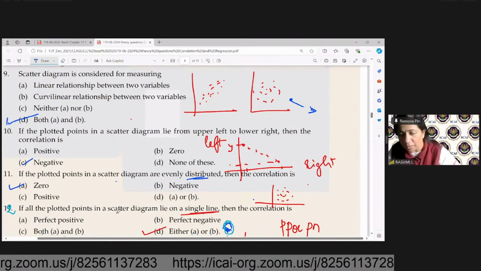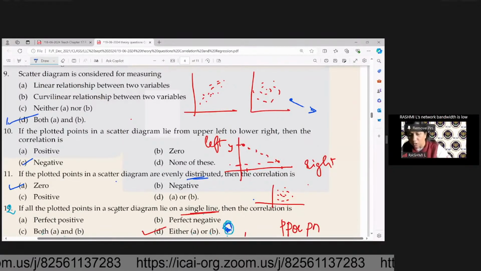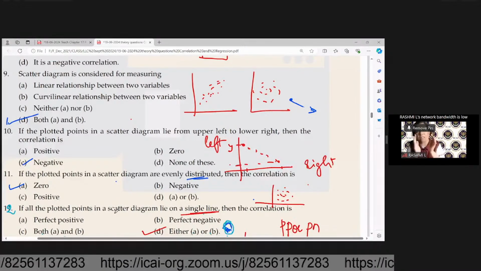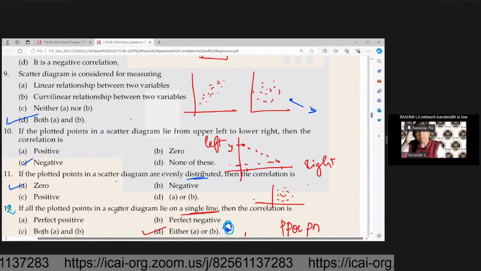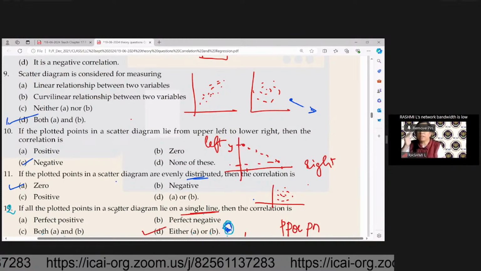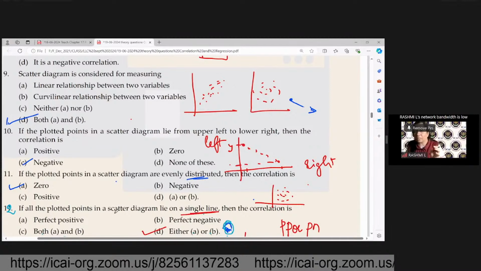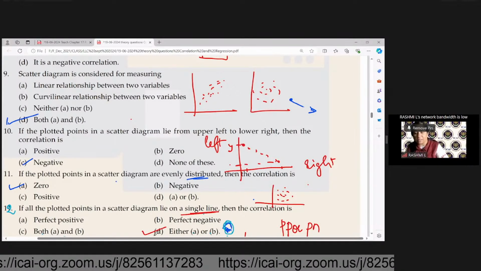If all the plotted points in a scatter diagram lie on a single line, then the correlation can be, okay, be careful, either perfectly positive or perfectly negative. Points lying on a straight line may go top right, or top left to bottom right, or the other way. So both are possible. So the answer here is D, A or B.